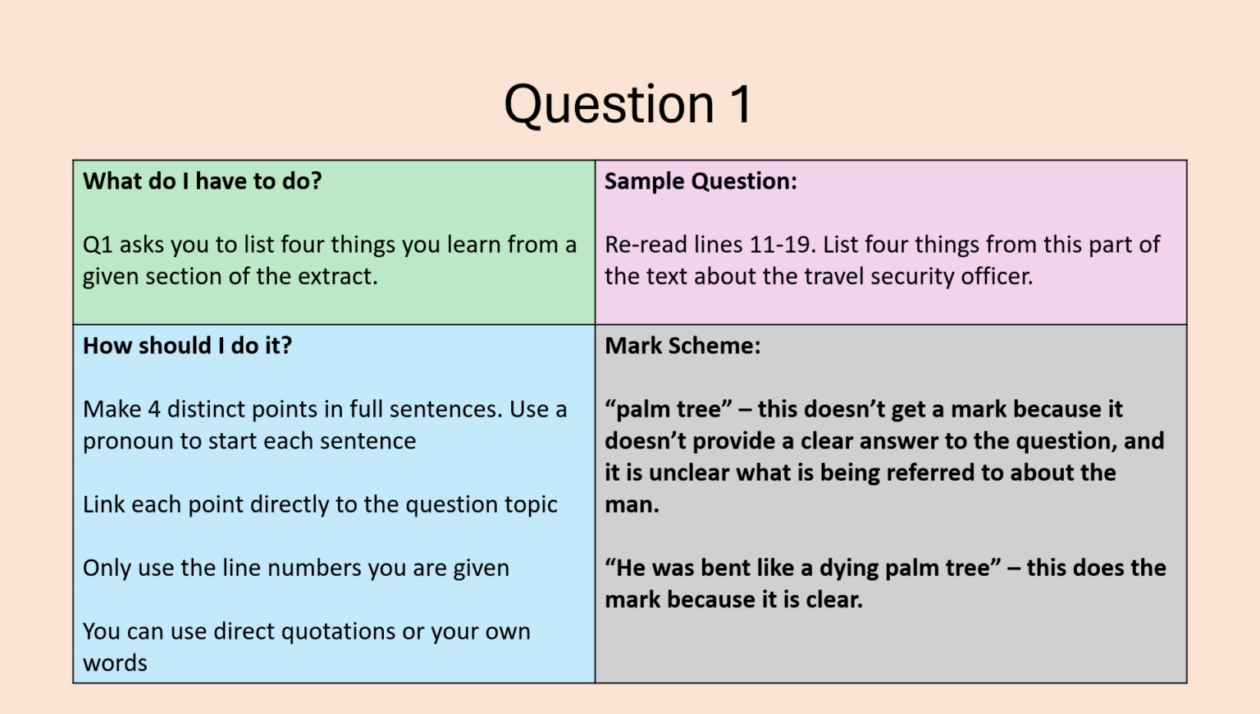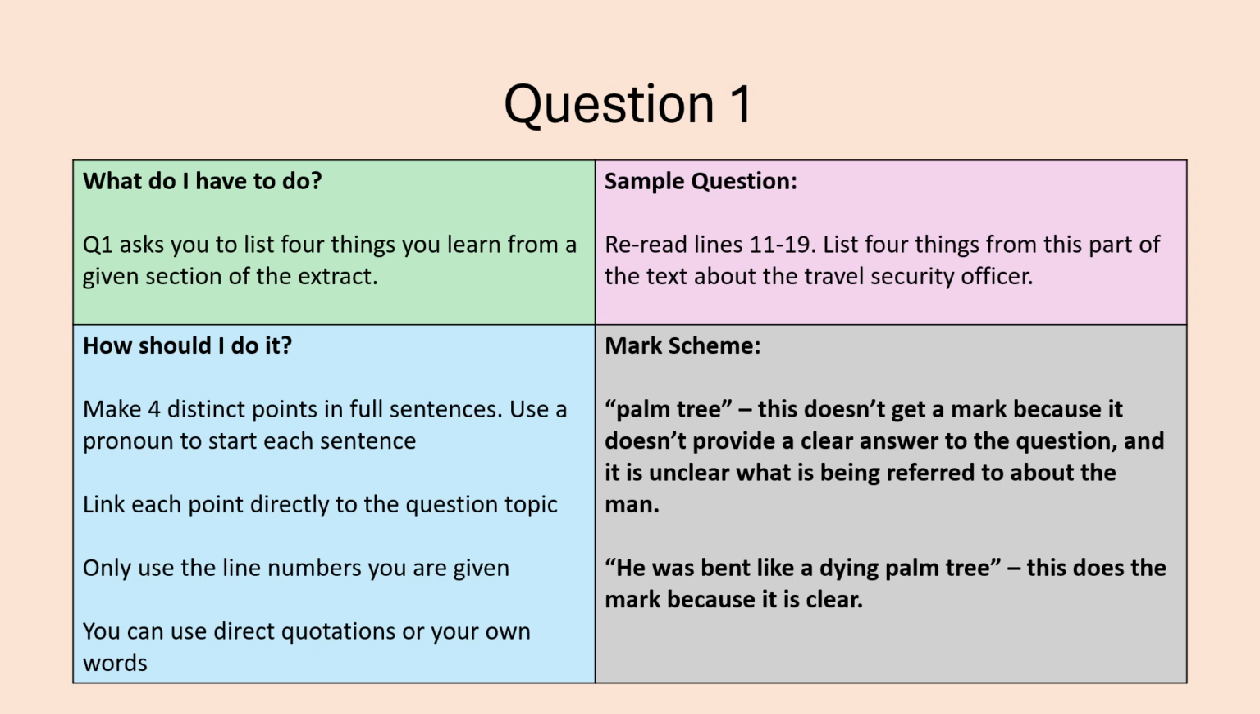But how should you do it? You can use direct quotations, or your own words, or a mixture of both. You need to make sure your choices are relevant to the question focus and they only come from the lines that you have been given. You need to make 4 distinct points and keep them short but clear.